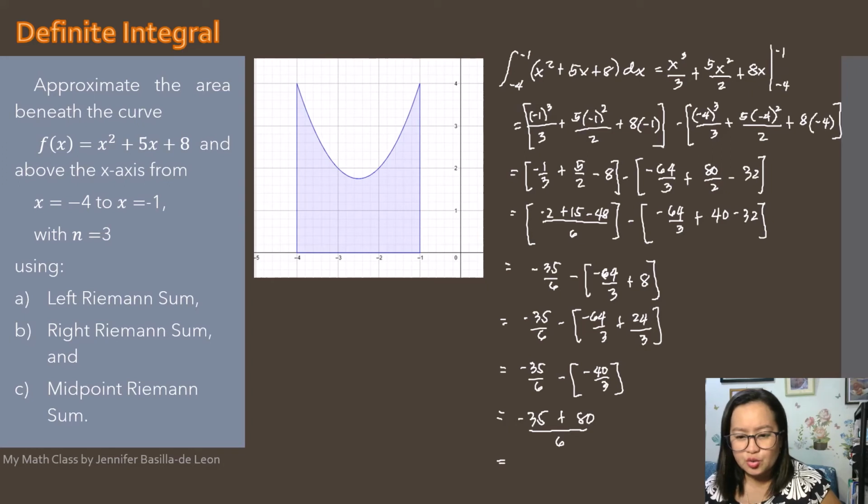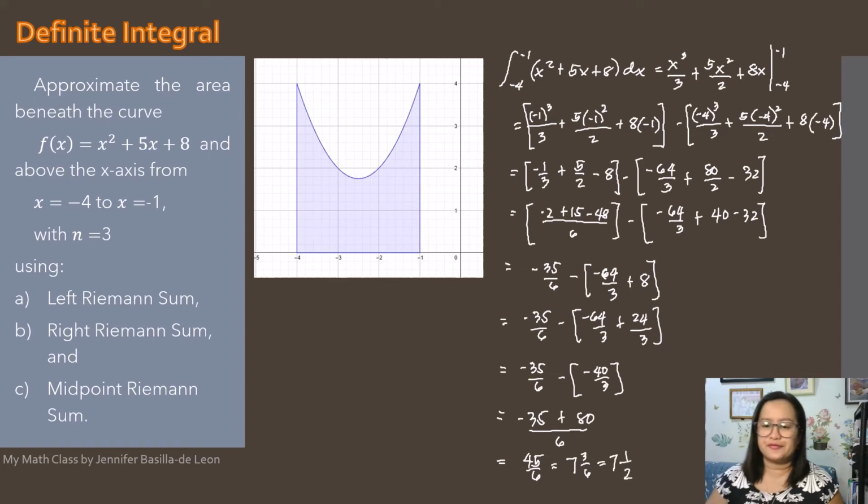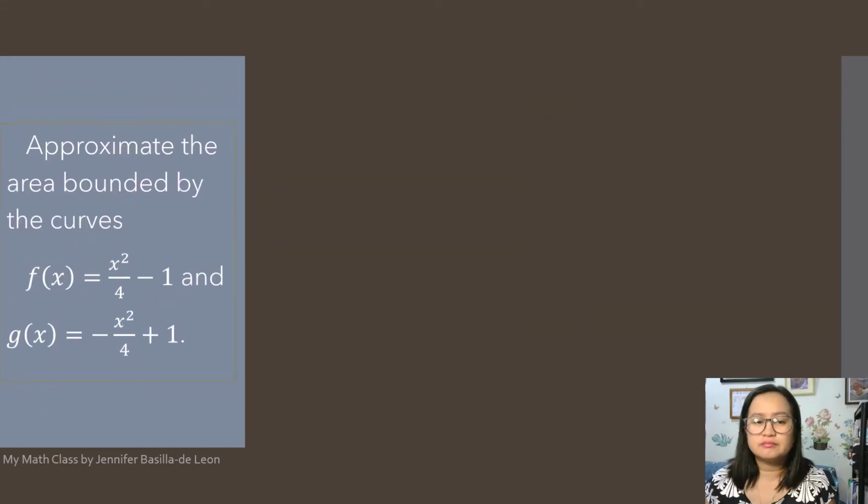So we shall have 45 over 6. When simplified, this is equal to 7 and 3/6. And then reduce further, we will have 7.5. So that is the approximated area beneath the curve f of x equals x squared plus 5x plus 8.